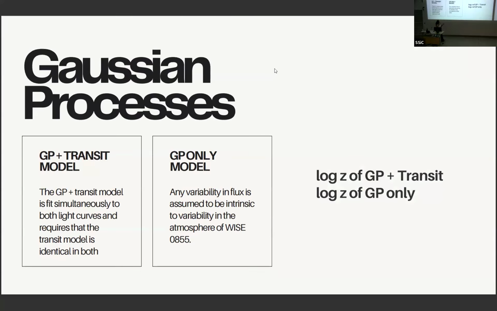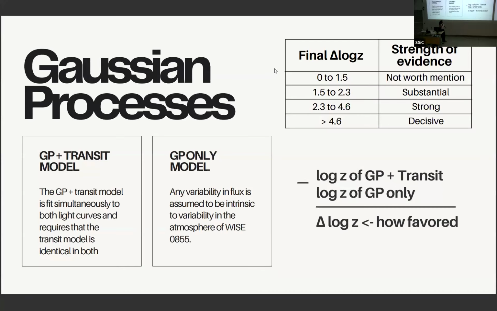And so what's spit out is this log Z value. You can just think about this as how confident we are in a model. And the model with the greater log Z is going to be the favored model, where the difference between them, the delta log Z, is how favored a model is compared to the other one. So something close to 0 is going to be not worth mention, while 4.6 or greater would be decisive confidence that a model is preferred.